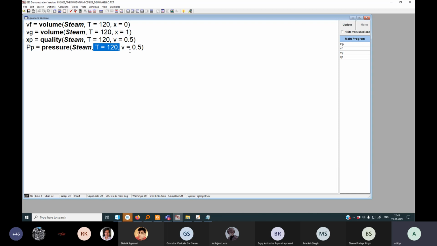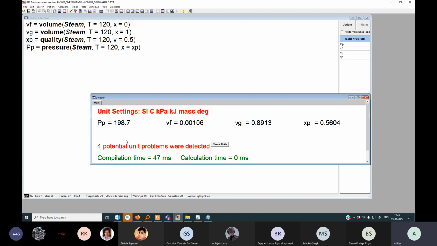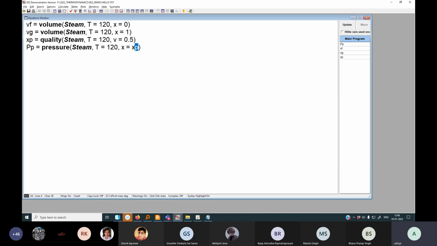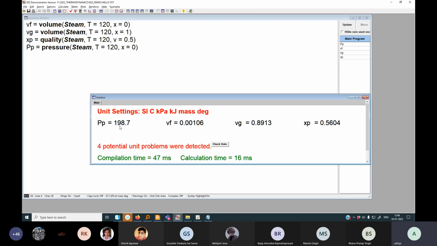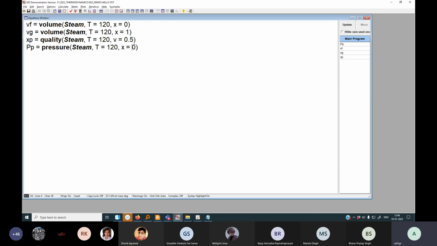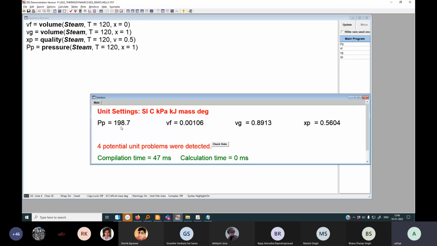I have queried for temperature and volume. I can equally say, okay, instead of volume, I will just pass the quality, X equal to XP. Let me run it. Again, 198.7. No surprises over there. In fact, I can specify X equal to 0 and I will still get the same answer, 198.7. As a matter of fact, I can specify X equal to 1 and still get the same answer, 198.7.